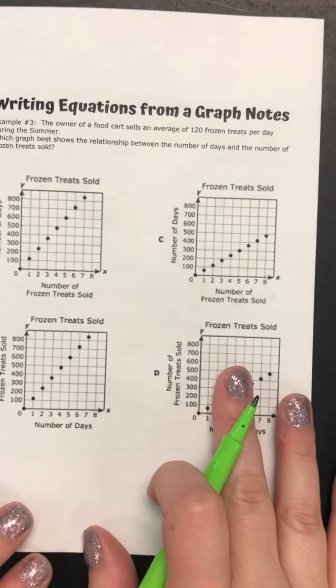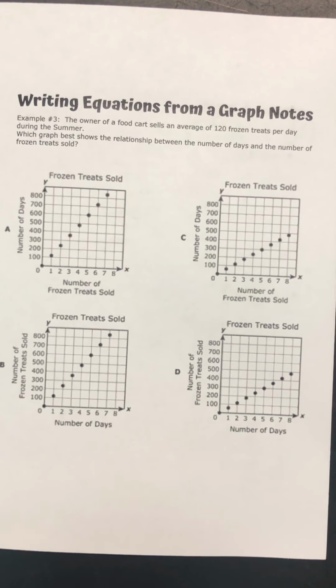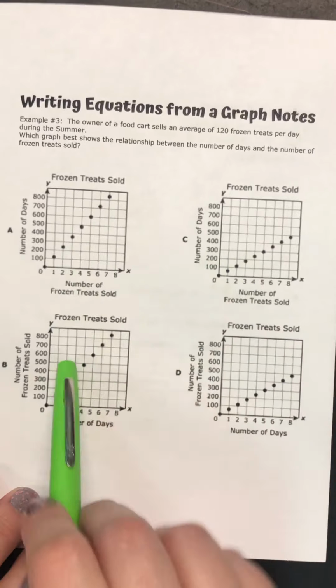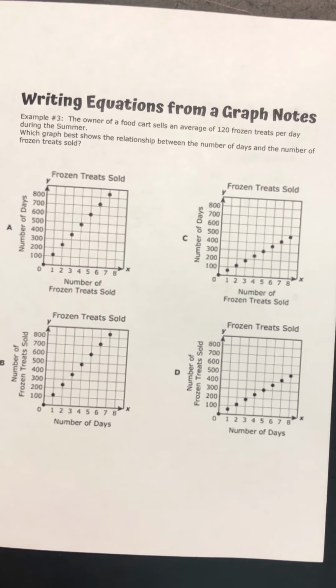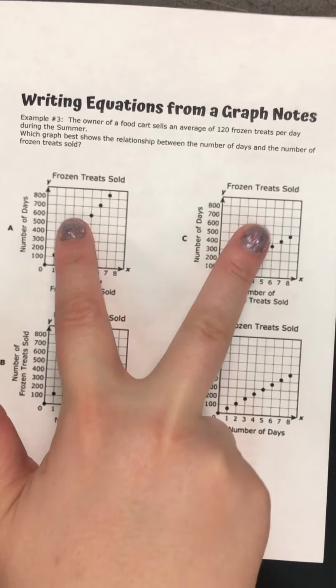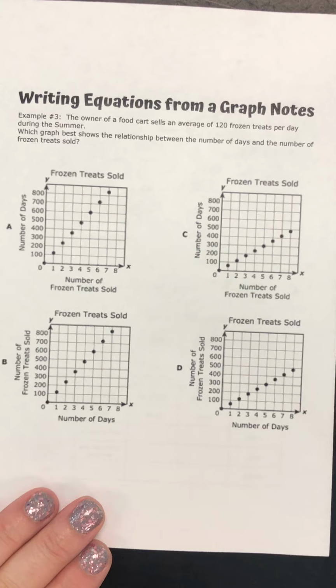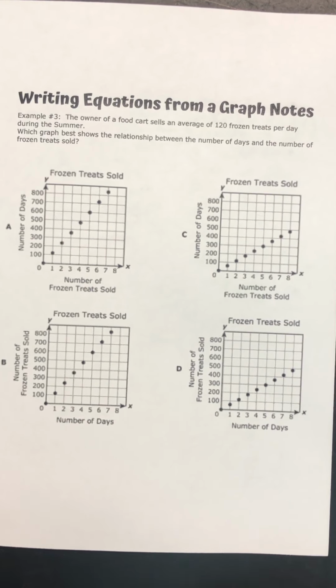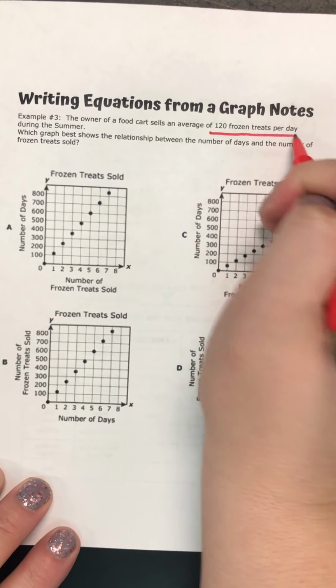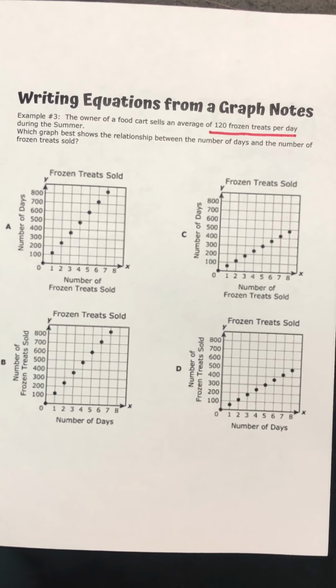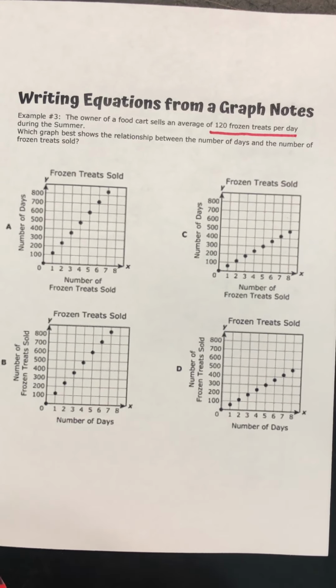We have writing equations from a graph. So we have 4 coordinate planes, 4 graphs, all in quadrant 1. The first thing I'm going to do is read my question and try to match the graph. It says, the owner of a food cart sells an average of 120 frozen treats per day during the summer. Which graph best shows the relationship between days and the number of frozen treats?